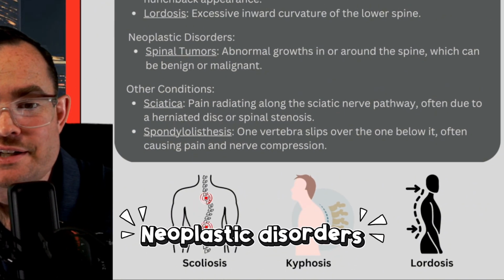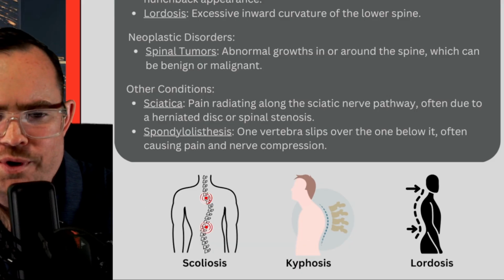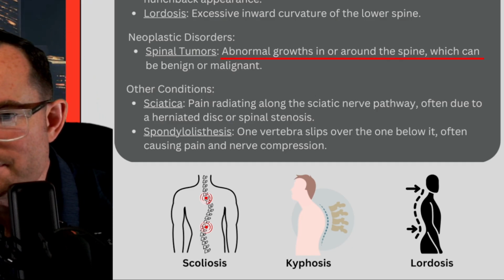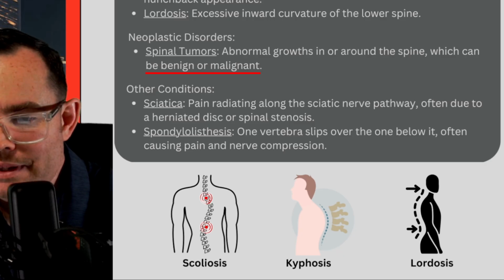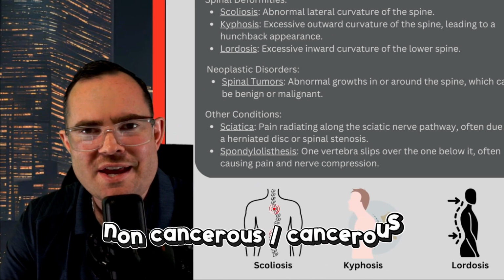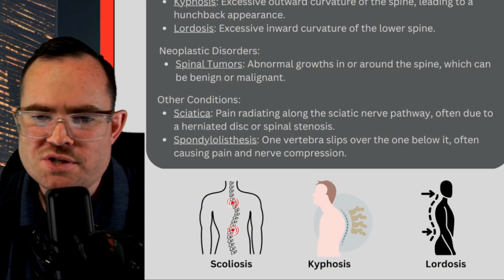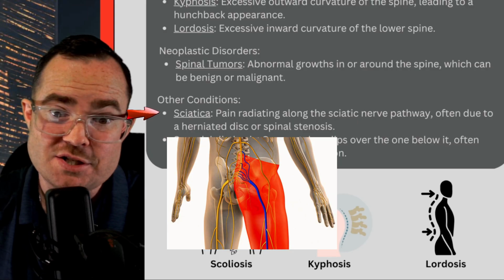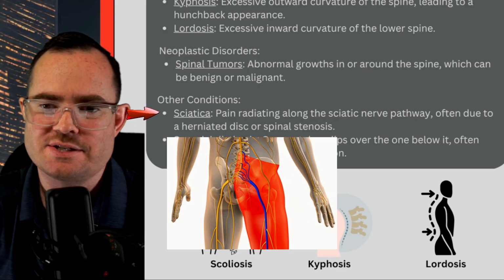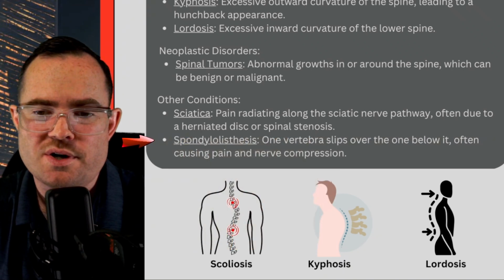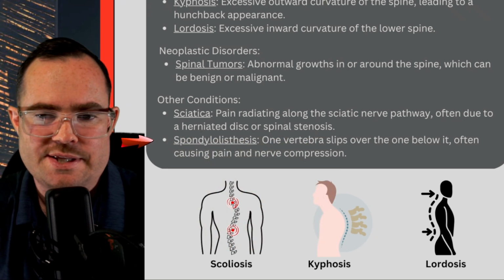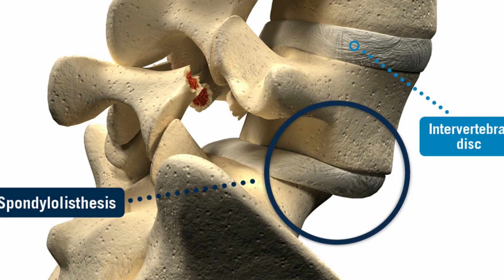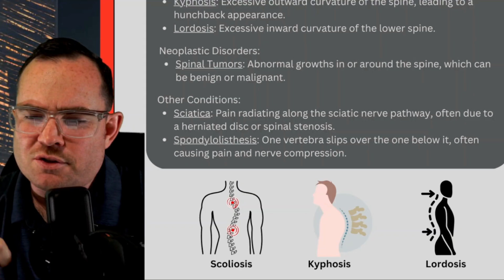Next, let's take a look at neoplastic disorders. These are tumors. Whenever you see that word neoplastic, think tumor. Abnormal growths in or around the spine, which can be benign or malignant, which means it could be non-cancerous or cancerous. Some other conditions that are worth noting. First is sciatica, pain radiating along the sciatic nerve pathway. Remember, that's through the leg, often due to a herniated disc or spinal stenosis. And here's a crazy word, spondylolisthesis. One vertebra slips over the one below it, often causing pain and nerve compression. Crazy medical term right there.